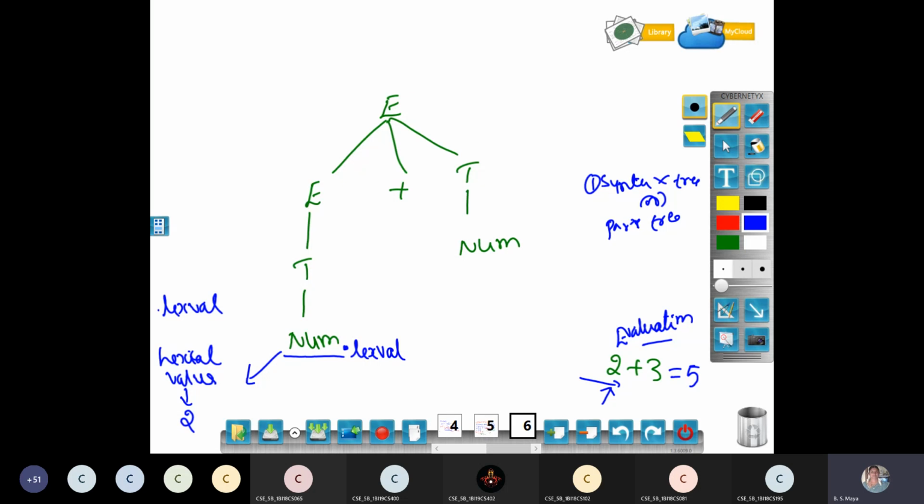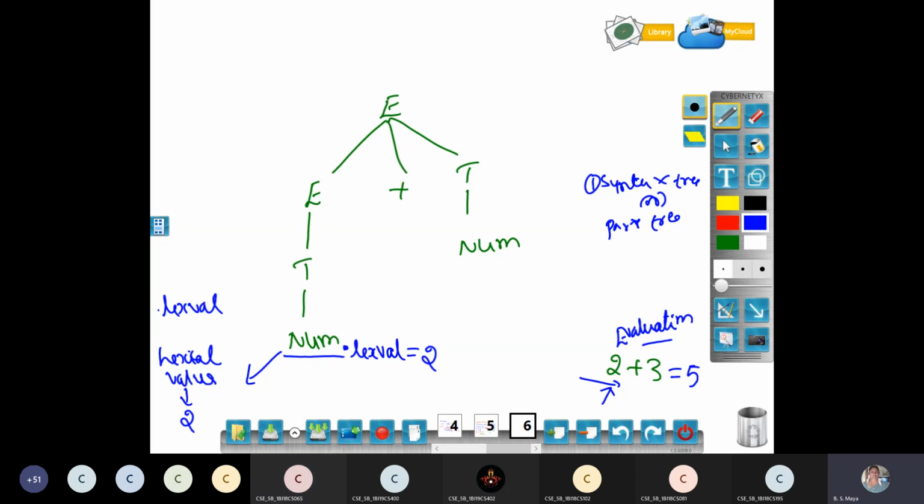So the first time, it is given by where? Who will give it? Lexical analysis. What value is sent? What value is stored in the table? The value of that is what? 2, ma'am. 2. Please listen. Any doubt? No, okay.